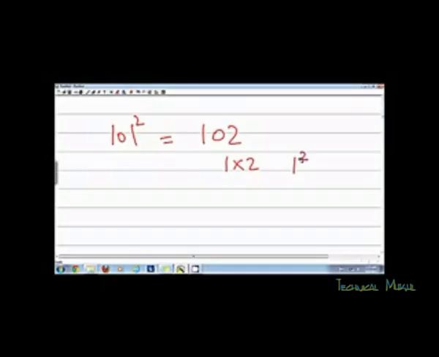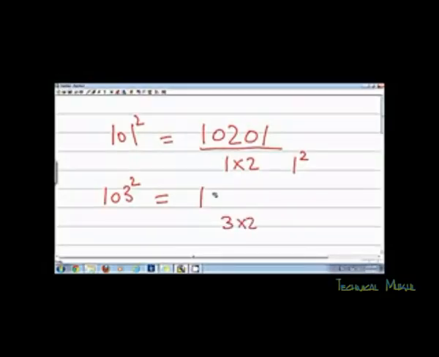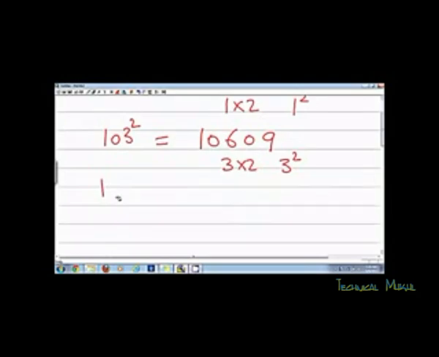So I write 10201. Similarly, if I have 103 and I want to take the square of that, I say 1, and then 3 into 2 is 6, so 106, and then 3 squared is 9, so 10609. Similarly, if I have 105, then 5 into 2 is 10 and 5 squared is 25. The answer is this.